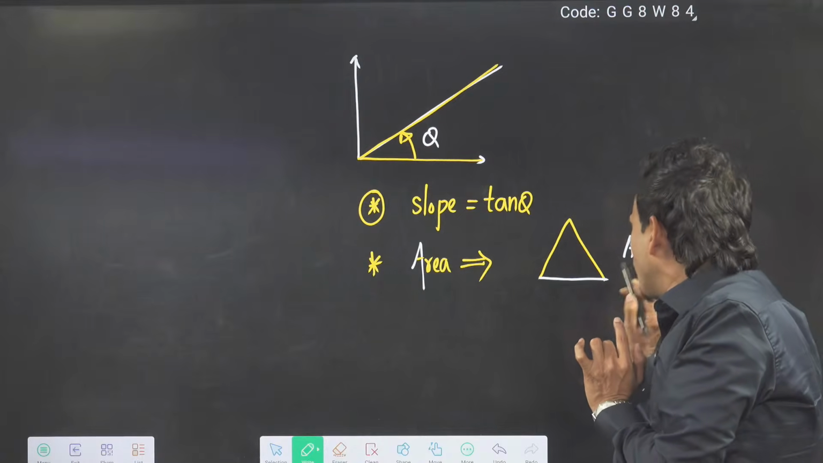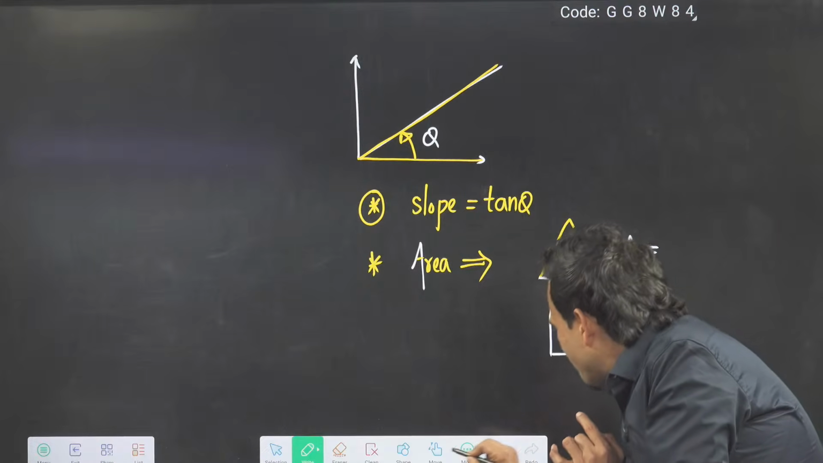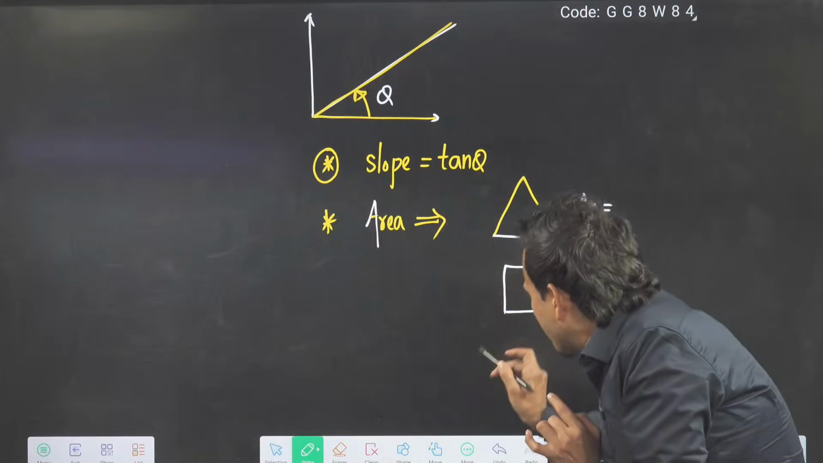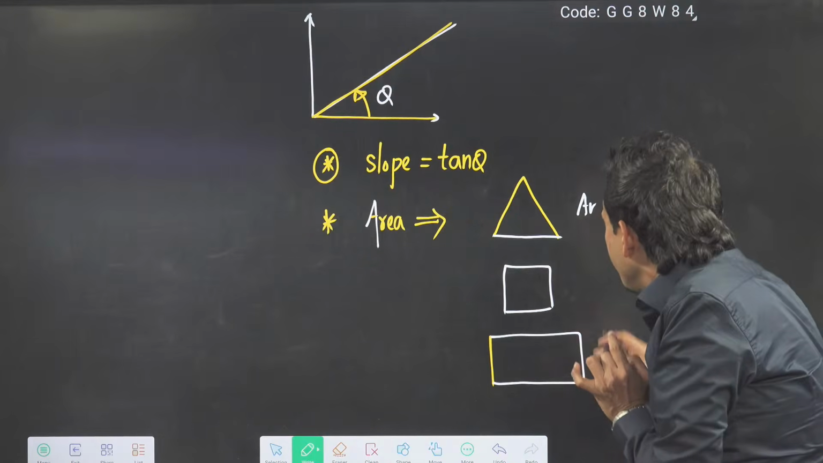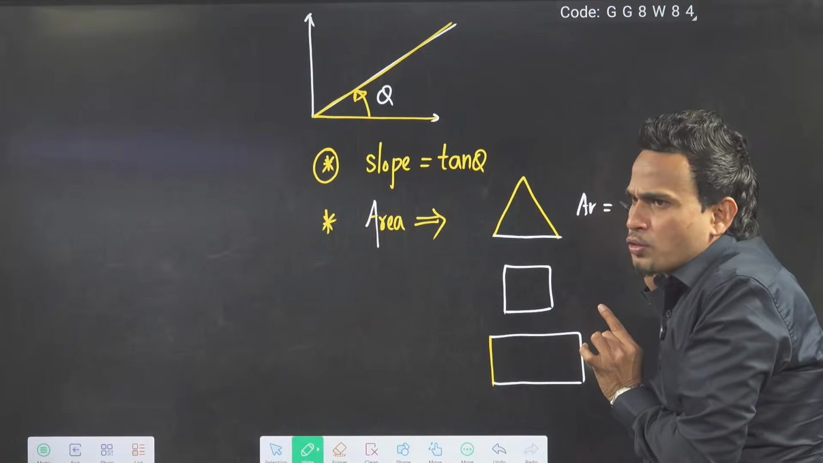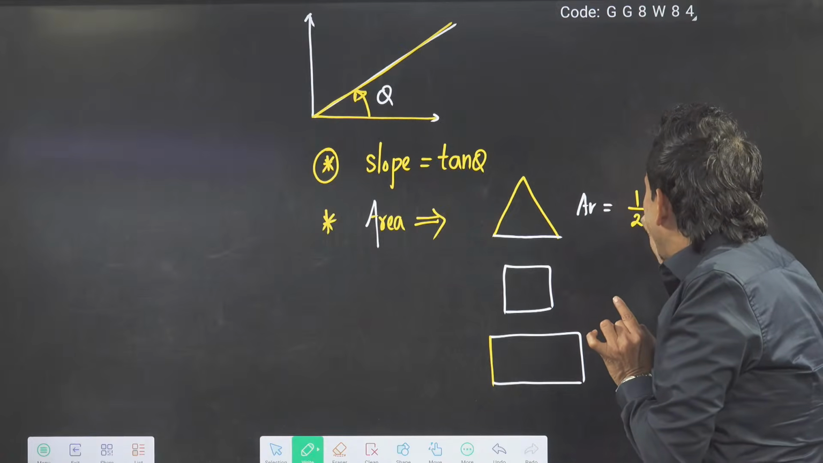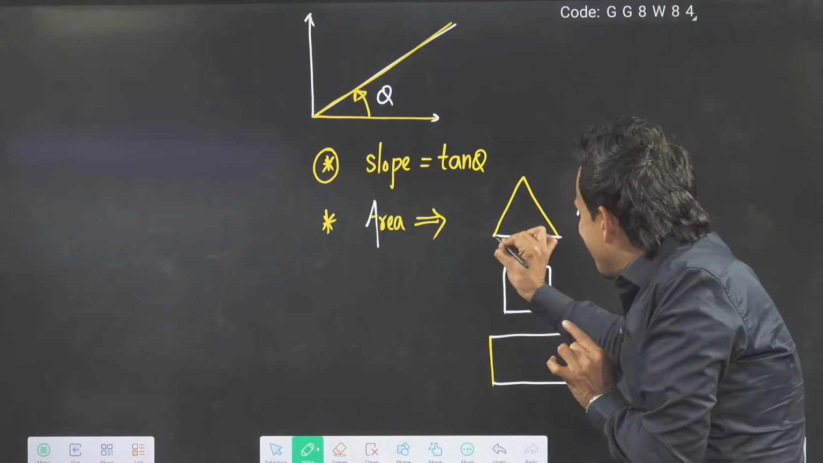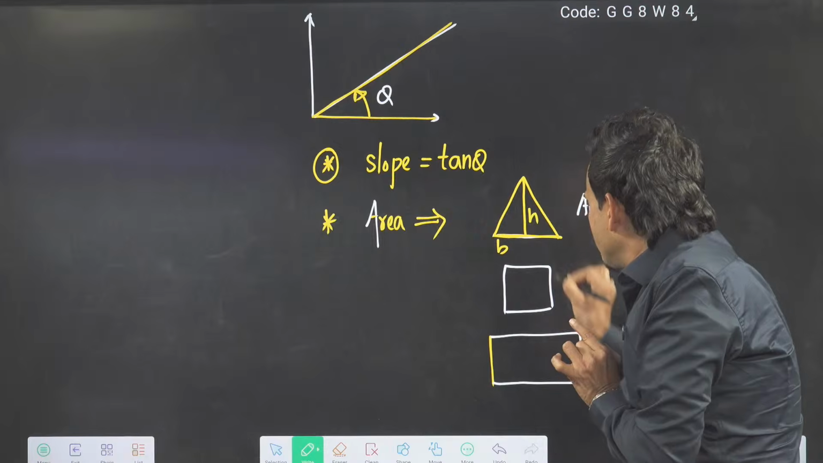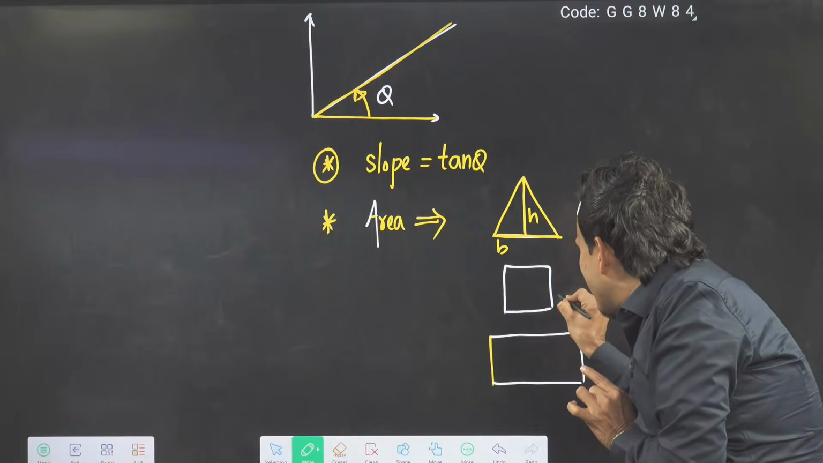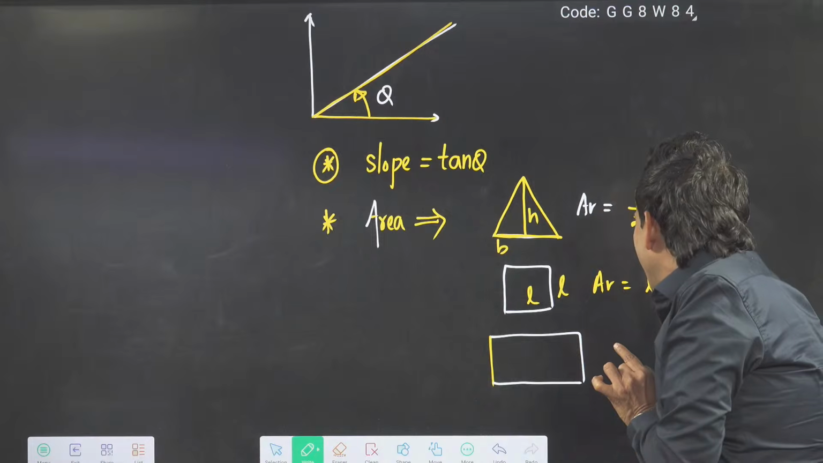I think everyone knows. Sometimes your graph will be in the form of square. Sometimes your graph will be rectangle. I'm giving you basic idea very fastly. Area of triangle, I think everyone knows. Quickly tell me. Sir, half into base into height. Sir, area of a square, if side length of a square is L, area of a square will come L square.